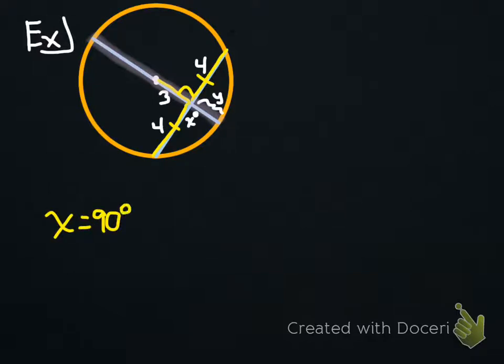X is 90 degrees. Now, if we're looking at how to solve for y, well, that's a little bit more interesting, you could say. Because, again, y is just this tiny segment here. It's not the entire thing, right? I'll draw it in red here. Y is just this part here. Okay? So we're trying to solve for that.